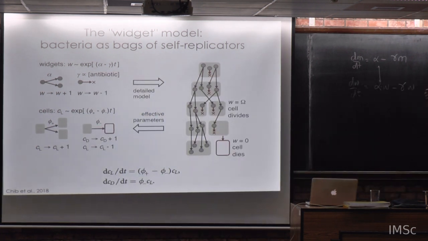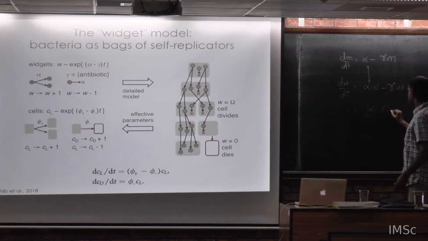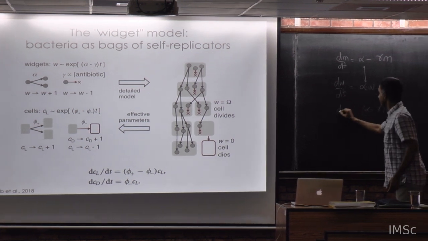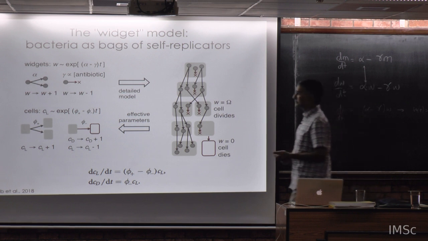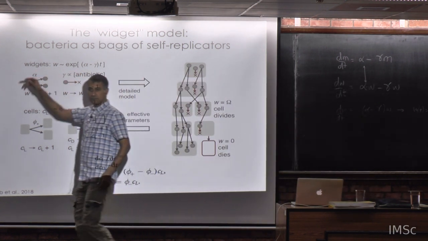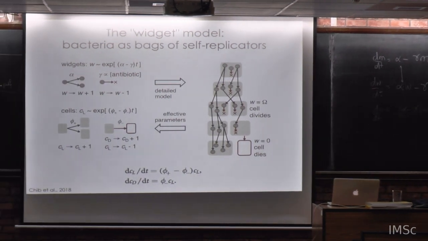And you saw the same equation in the population growth models that Malay was talking about on the first day. So, this is an easy equation: dw/dt is alpha minus gamma times w. And the solution is also very easy. W of t equals w of 0 times e to the power of (alpha minus gamma) t. That's here.